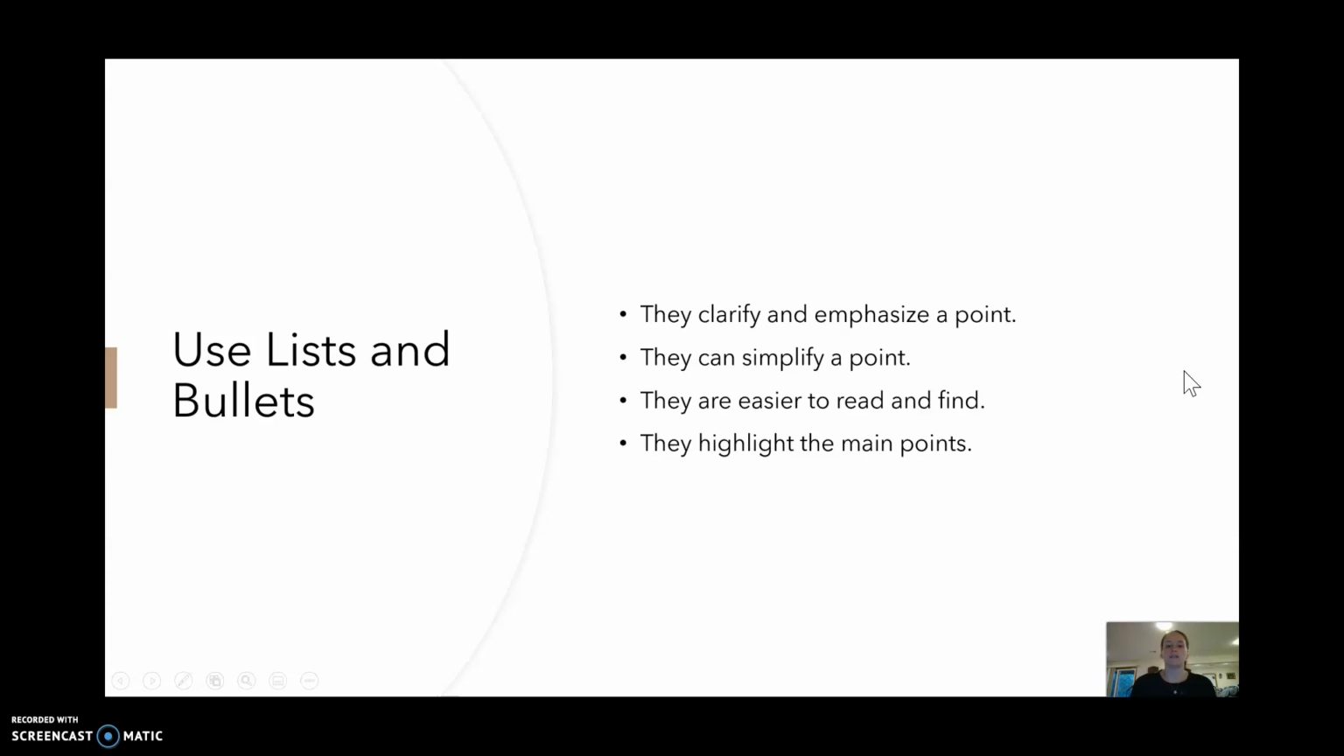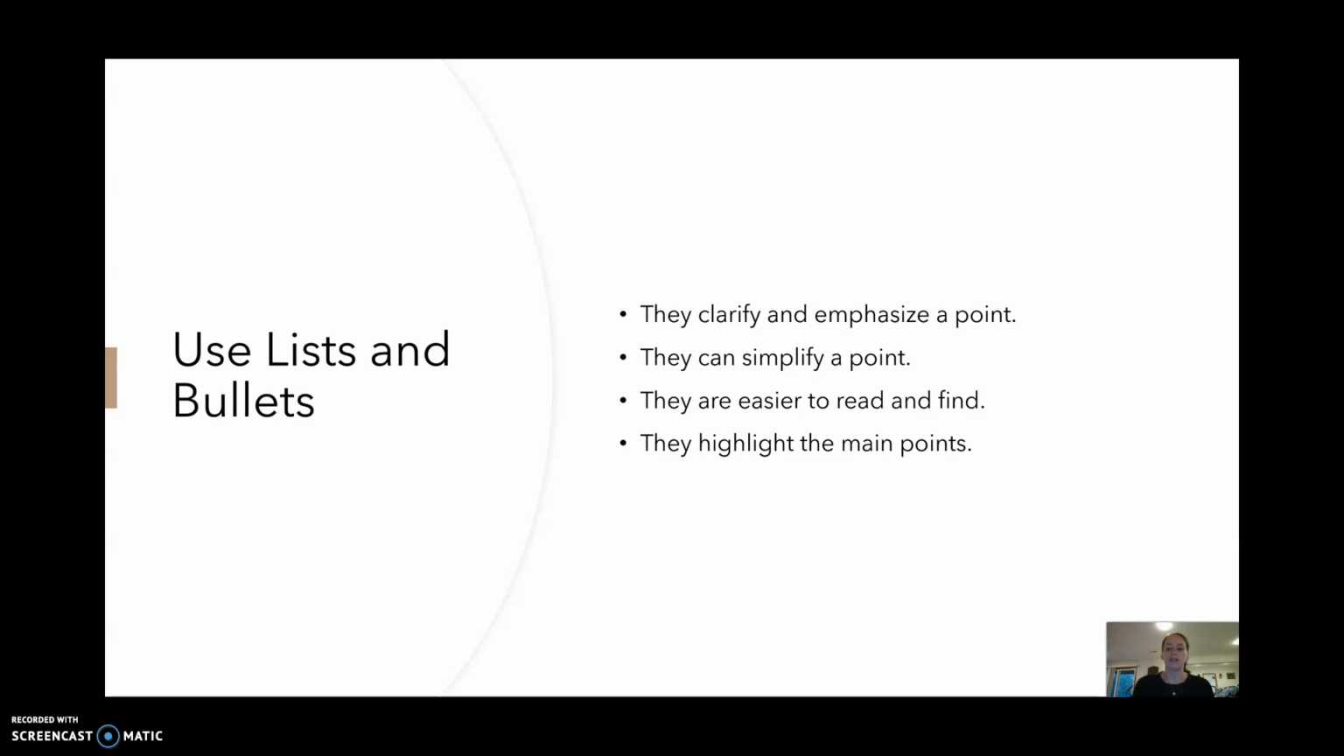Use lists and bullets. These can be important, especially if you're listing out different ideas for cleaning processes or how you want somebody to handle a list that you're giving them. It clarifies and emphasizes your point, and it can also simplify the point. So instead of explaining something in a 2-page paper, you can use that bullet list to really emphasize what it is you want them to do and get right to the point.